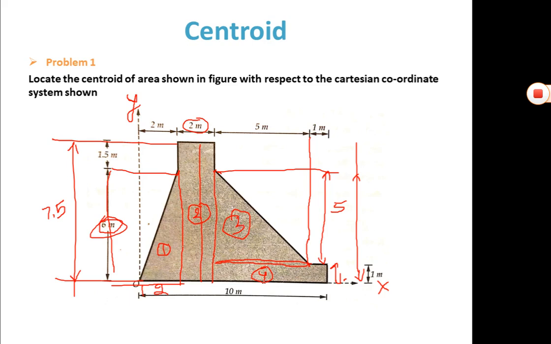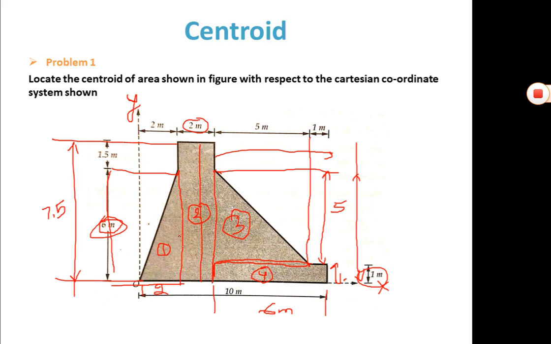Now come to the fourth geometrical component, which is a rectangle. It has a height of 1 meter and the width is from here to here, that is 5 plus 1, 6 meters. So here to here dimension is 6 meters.